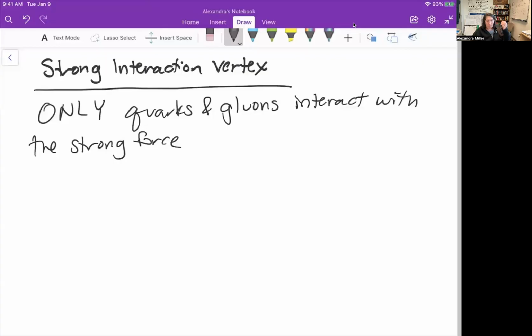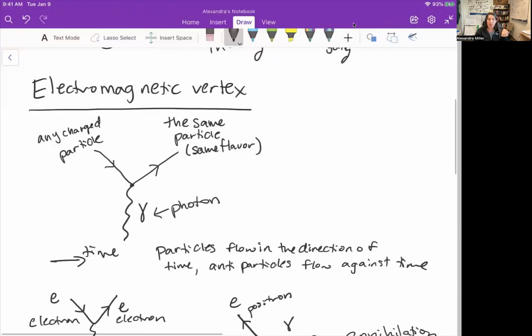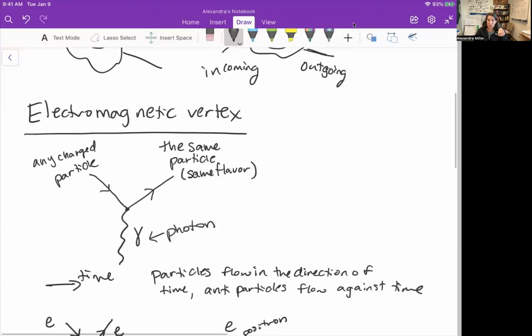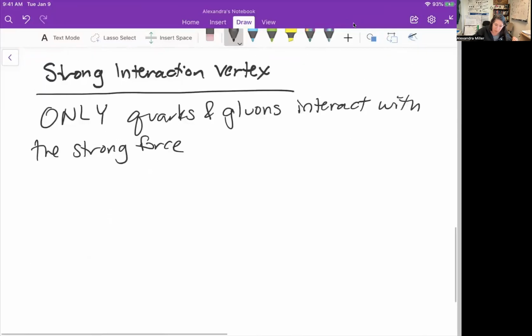And that's because the photon does not have a charge. And so when we look at the rules of the game for our electromagnetic vertex, the photon is not a charged particle. So we couldn't have the particle attached to these straight lines being the photon because it's not a charged particle. So we can't do that.